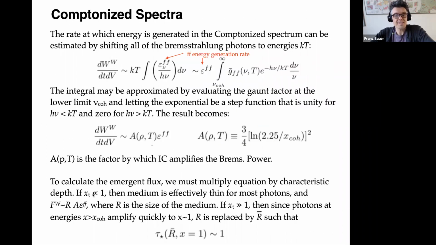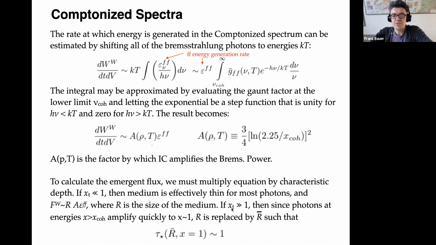Okay, so the frequencies are less than the KT of the electron, so there's a huge range between the optically thin regime and the overall energy. Then you're going to have a medium which is optically thin and you can upscatter. So the total flux coming out is proportional to this energy and then the size of the medium. Because it's optically thin, it's only going to upscatter and then it's going to leave.